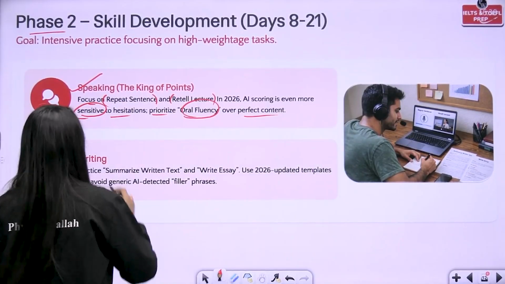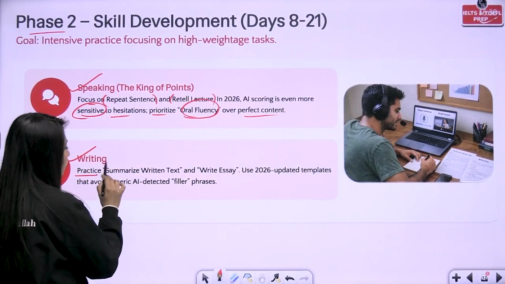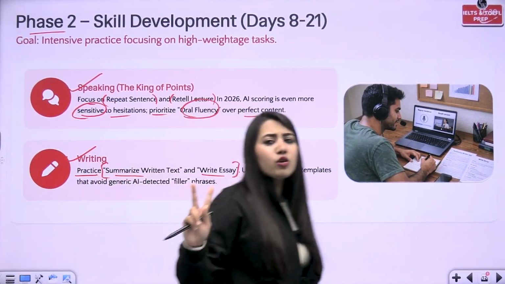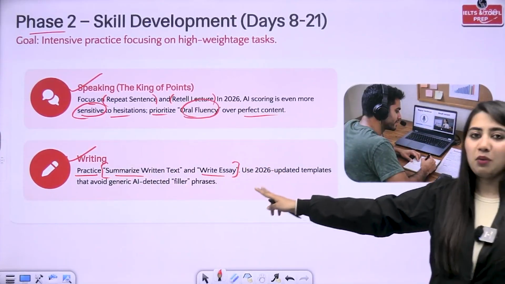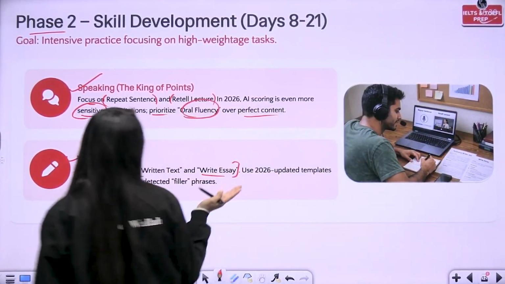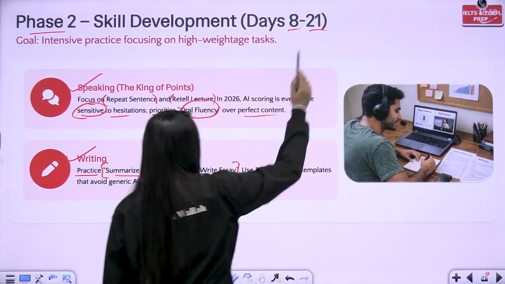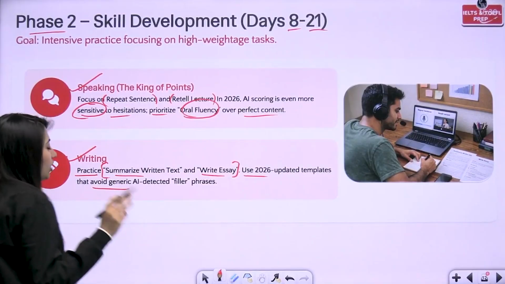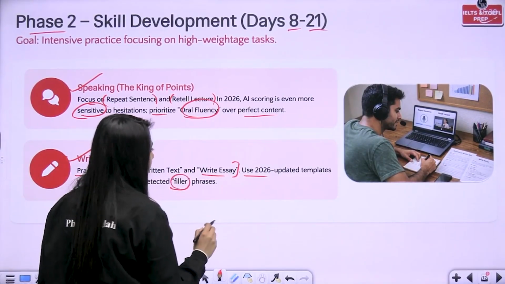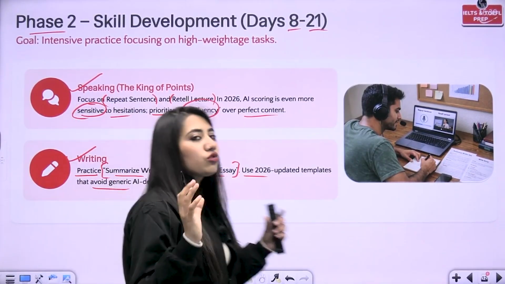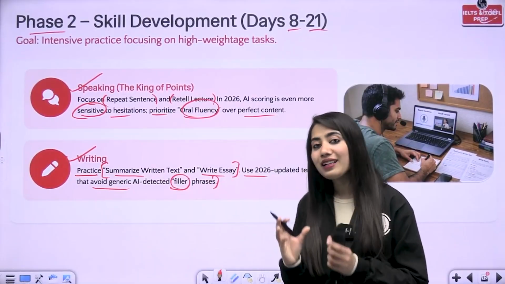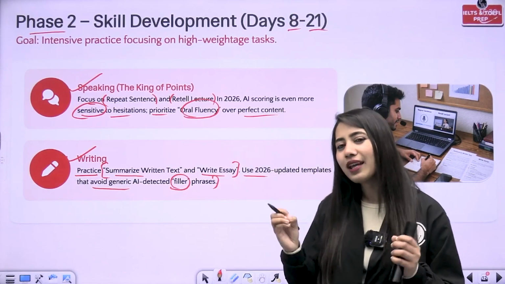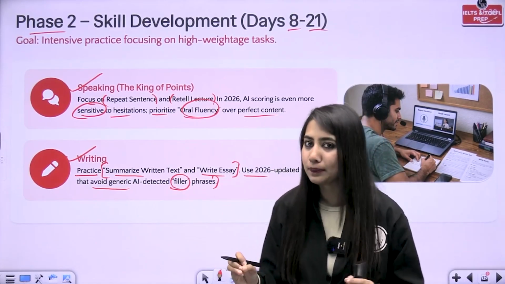Okay. Next to it is the writing module. Here you need to practice the question types which are summarize written text and write essays. These are the 2 question types you have in your writing task. So focus on both of them here. Okay, for the upcoming days, for days 8 to 21 basically, use 2026 updated templates that avoid generic AI detected filler phrases. So you have to use the 2026 updated pattern, the templates of the question, wherein you try and minimize the usage of the fillers majorly.